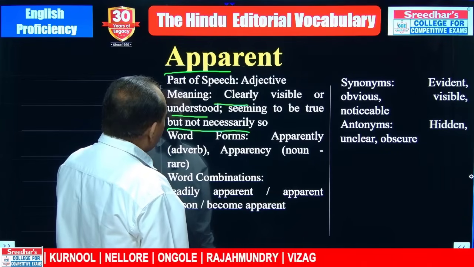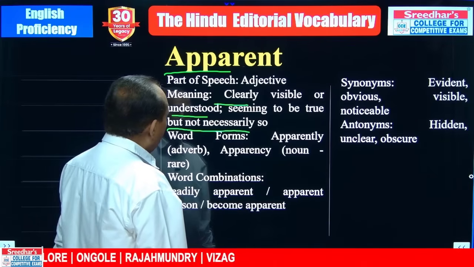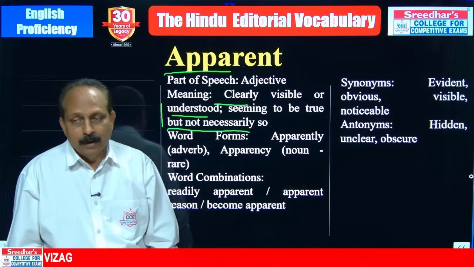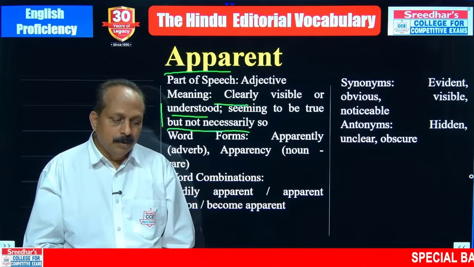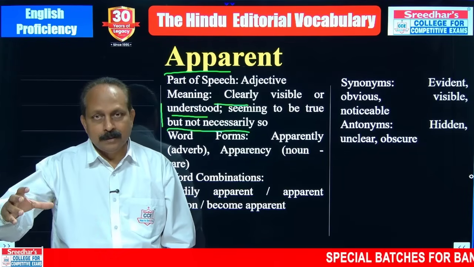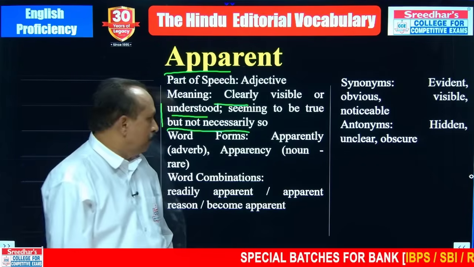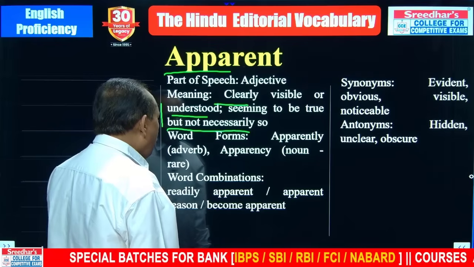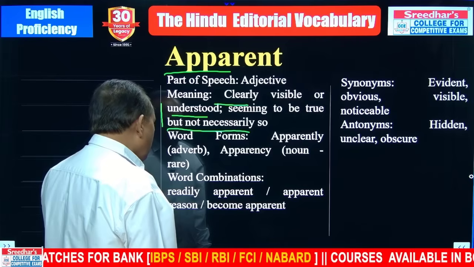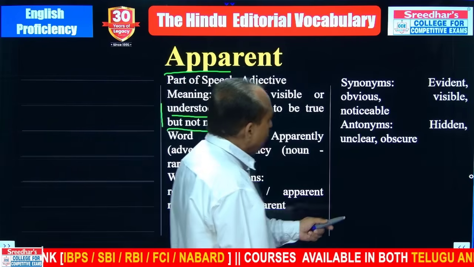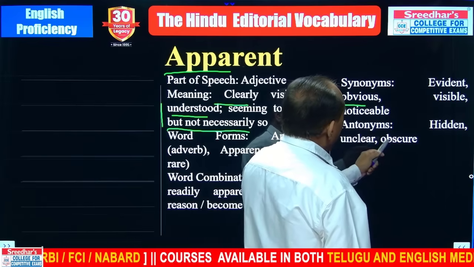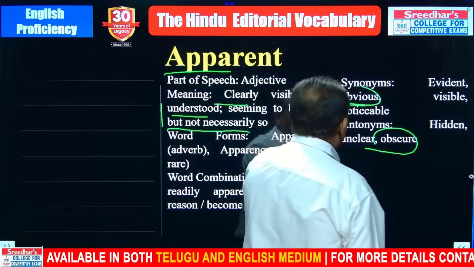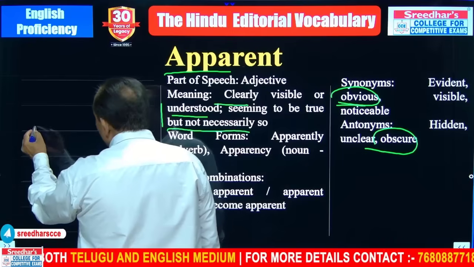Word forms, but what is the second meaning? One is clearly visible or understood, seeming to be true but not necessarily so. Second meaning is important. Something seems to be true but may not be true. Apparently means at the outset it seems to be true but may or may not. Word forms: apparently, adverb; apparency, noun, rarely used. Word combinations: readily apparent, apparent reason, become apparent. Synonyms: evident, obvious, visible, noticeable. Antonyms: hidden, unclear, obscure. There are two words you have to focus on which come under rather confusing.